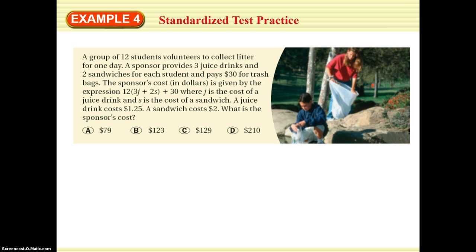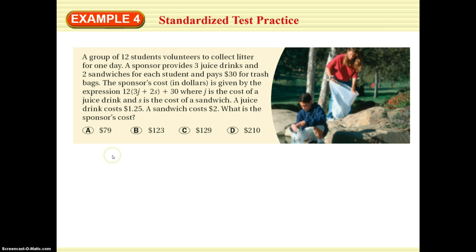A juice drink costs $1.25. A sandwich costs $2. What is the sponsor's cost? So, what we want to do in this example is to substitute 2 for S and $1.25 for J. So we will evaluate that first.